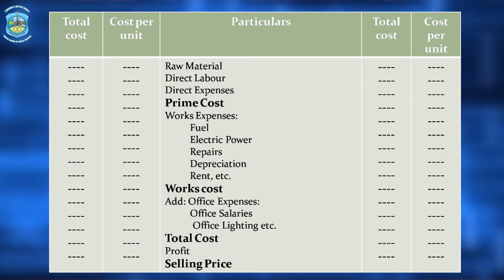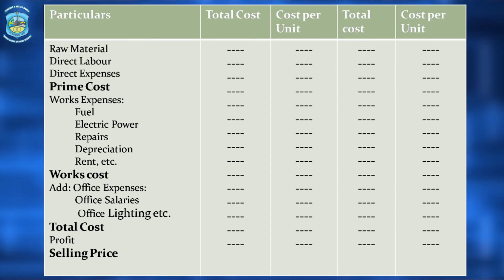Here is another way of presenting the cost sheet, or we can call it a comparative cost sheet. We have one column for particulars and then we have four columns. The first two columns are for the first product and the next two columns are for the second product. So, by making a comparative cost sheet, you are able to compare between two or more companies.